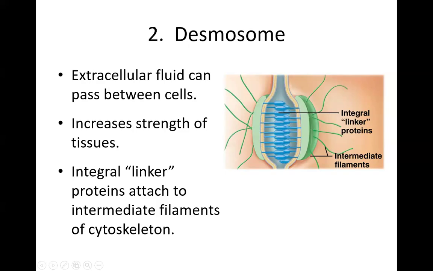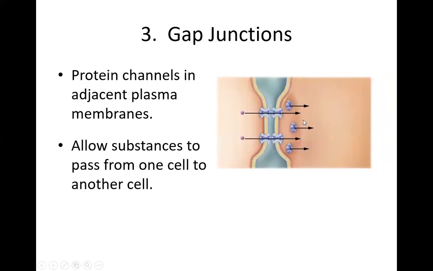that are attached with integral linker proteins that attach to the intermediate filaments of the cytoskeleton. And these are your gap junctions. These are the easiest ones to understand. They are made up of different proteins that get stuck together and then make a hole.